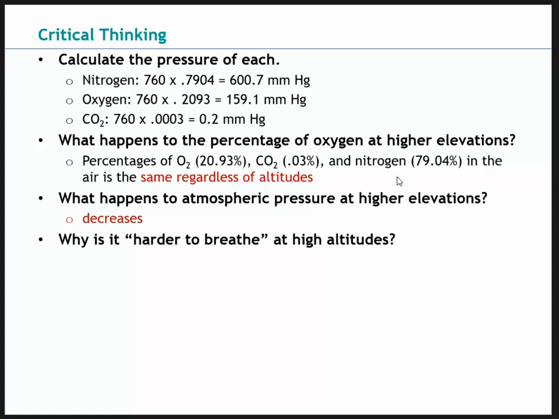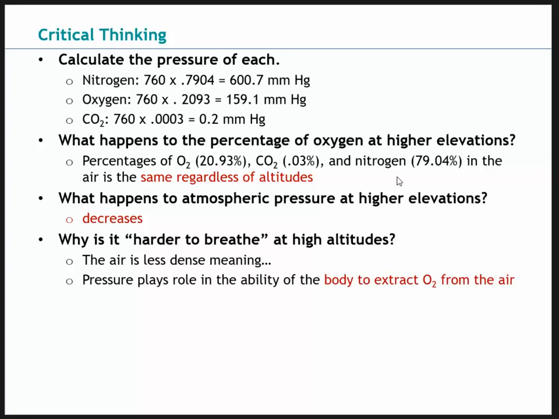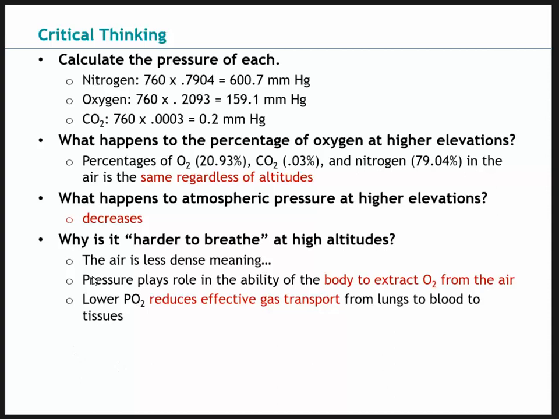So that's the next question. Why is it harder to breathe at higher altitudes? Basically, the air is less dense. Pressure plays a role in the ability of the body to extract oxygen from the air. If there's less pressure, there's less of a driving force. And if there's less of a driving force getting oxygen into our alveoli and into our bloodstream, it's going to be harder for us to exercise and move, and it will feel harder to breathe because we can't extract that oxygen from the air. So the lower partial pressure reduces the effectiveness of gas transport. Gas transport is less effective as we move into higher elevations.